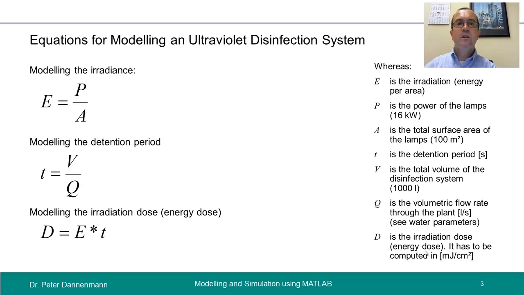We assume that the power that the lamps emit is evenly distributed over the area. In parallel, we have to compute how long the water remains in the disinfection system. This detention period is defined as the ratio of the volume of the system and the volumetric flow rate. The resulting energy dose is computed by multiplying the irradiance with the detention period.